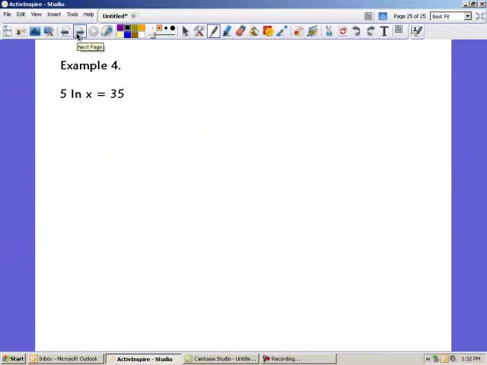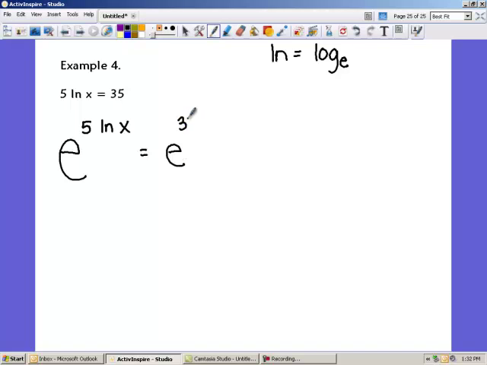Same thing with ln. If you don't have an ln on the other side to cancel, the only way to cancel it is to take the base of that log. And remember, ln is really the log of base e. So we need to take e and raise all of this as an exponent. But there's one step that I did not do before I could raise the e to each side.